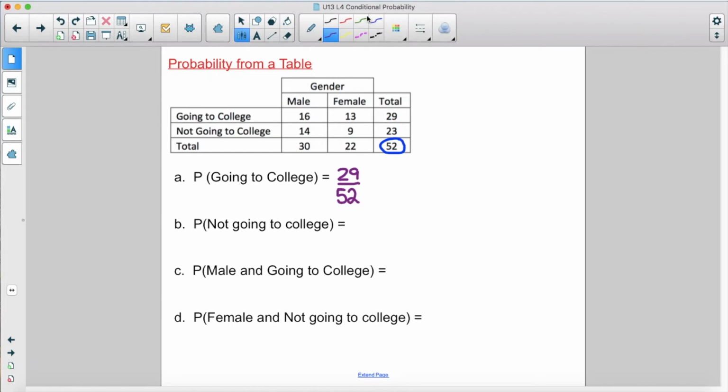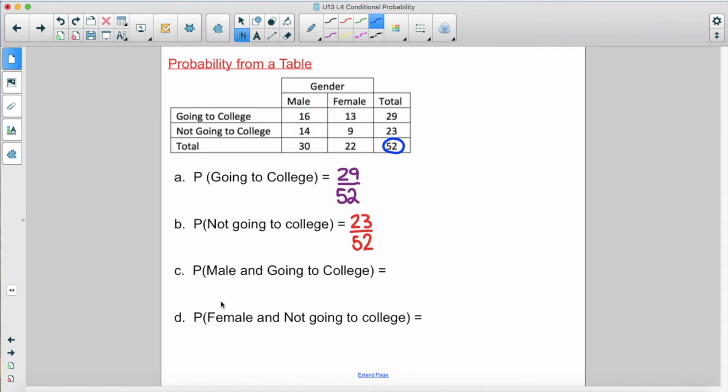Okay, let's look at the next one. It's saying the probability of not going to college. So again, we're not looking at male or female, we're only looking at not going to college. We're looking at the total. So the probability of those not going to college, 23 out of the total 52 are not going to college. Okay, let's continue on. I'm going to keep this circled because that's our absolute total.